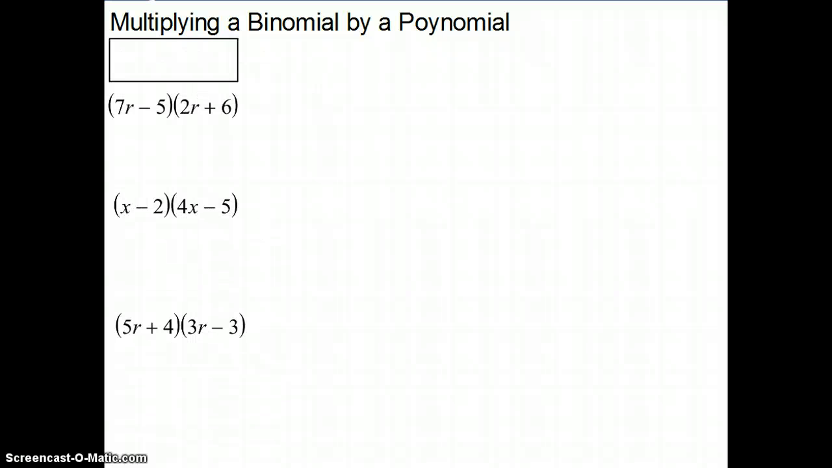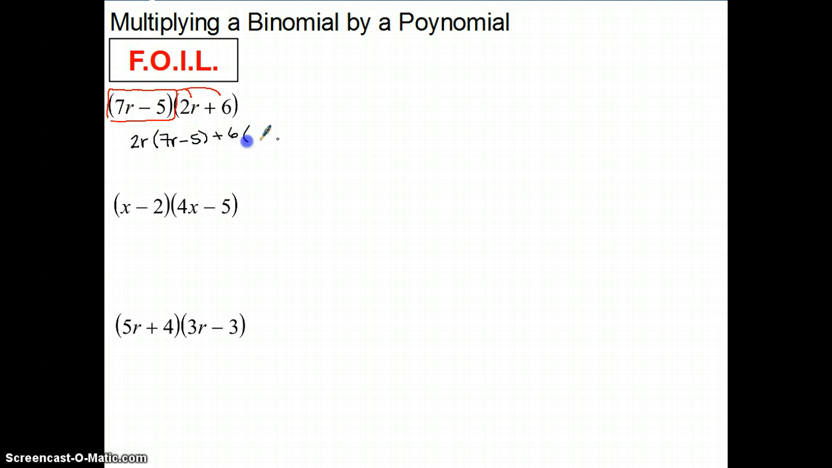I'm now going to introduce a process that we call FOILing. First, we'll begin by multiplying these two binomials, how we just did on our previous screens. Step 1, I am going to take what is in front of my 2r plus 6 and distribute it to the 2r and the 6. I end up with 2r times 7r minus 5 plus 6 times 7r minus 5.